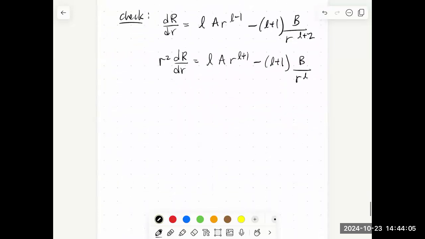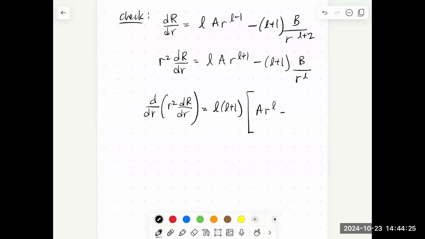Okay, so then finally, d by dr of r squared dR/dr. So we have to take the derivative of that line. And it's equal to L times L plus 1 times A r to the L. It will be a plus because we'll pick up another negative sign from the derivative. B over r to the L plus 1. And I think that should just be our original R. And so that works. It's clearly the solution. All right.